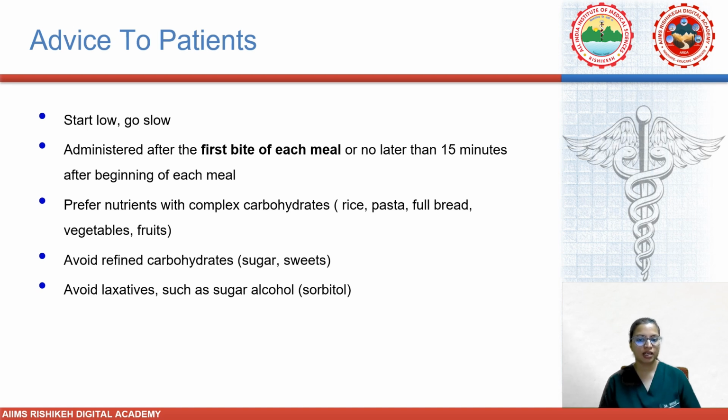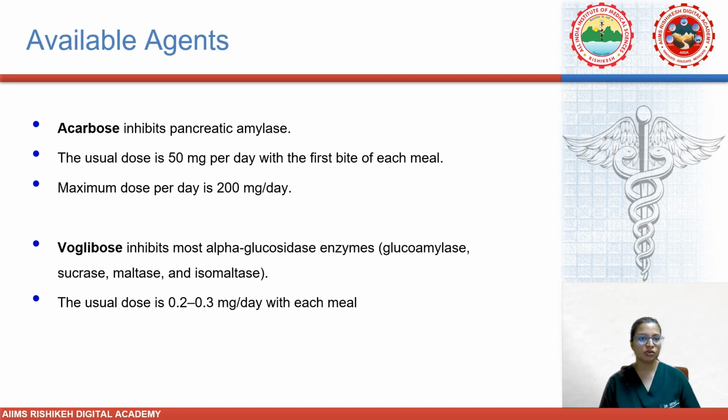So what are the available agents? Acarbose inhibits the pancreatic amylase. The usual dose is 50 mg per day with the first bite of each meal. The maximum dose is 200 mg per day. Voglibose inhibits the most alpha glucosidase enzymes like glucoamylase, sucrase, maltase and isomaltase. The usual dose is 0.2 to 0.3 mg per day with each meal.